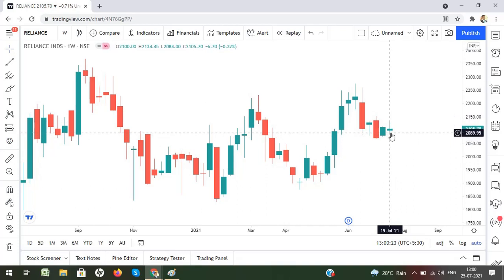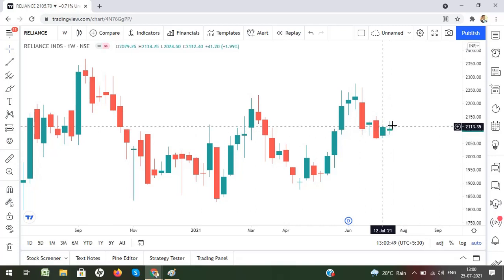So if you see here, the opening is 2100 on Monday 9:15 a.m. Closing is 2105.70, which is 3:30 p.m. Friday. The closing is above the opening price, so you got a green color candlestick. What was the high point it reached during the week? 2134.45. What's the low point it reached during the week? It is 2084. So you got an upper shadow and a lower shadow.